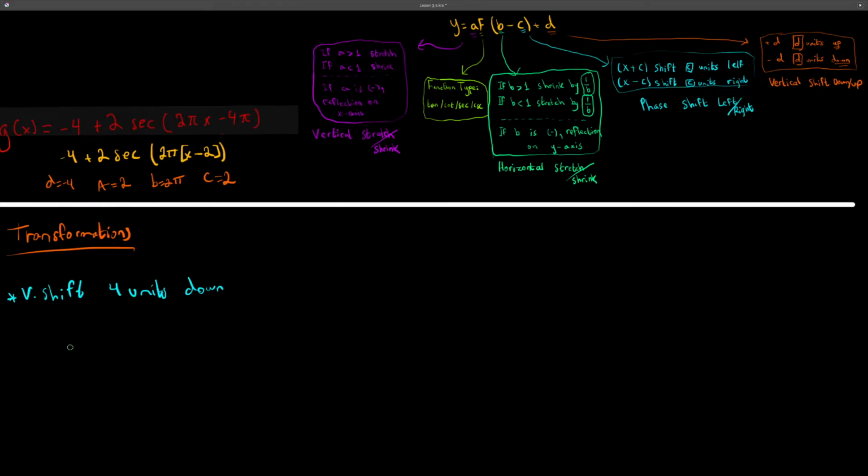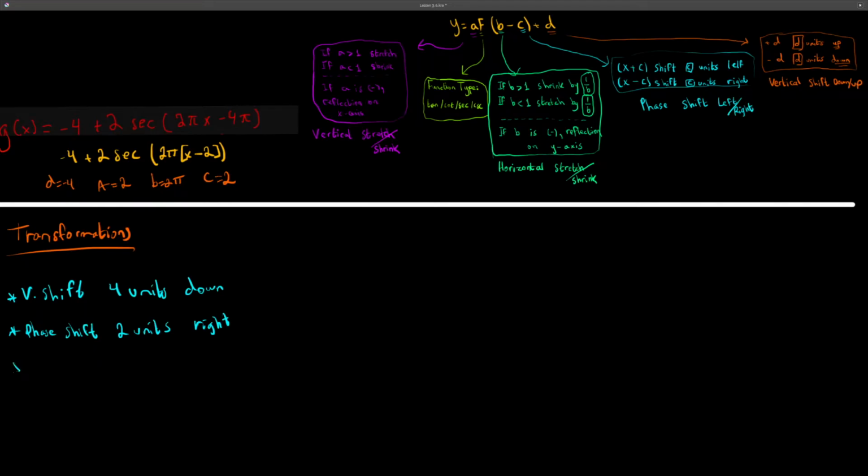Next up, we have phase shift, right? It's moving either left or right. So we can write here phase shift. So it's 2 units and it's not negative. So C isn't negative. So it's going to be 2 units to the right.